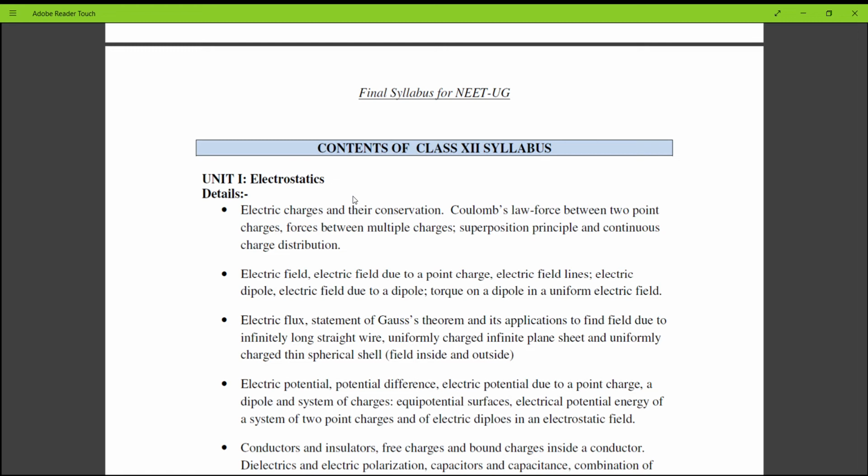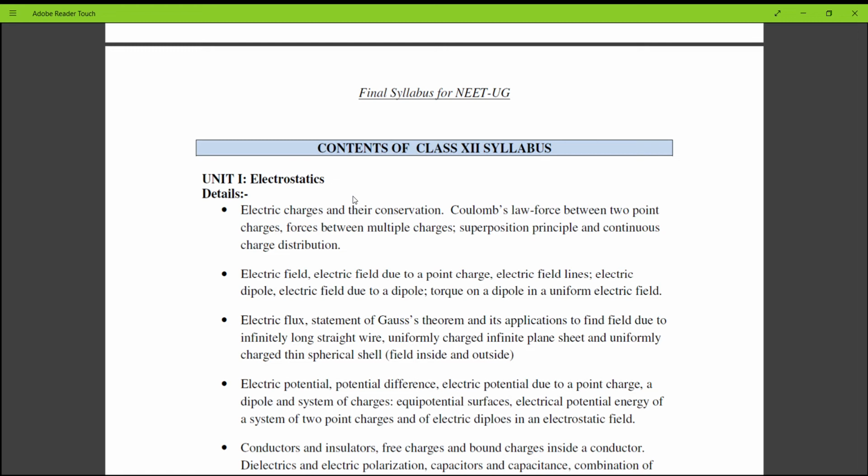Then electric flux, statement of Gauss theorem and its applications to find field due to infinitely long straight wire, uniformly charged infinite plane sheet and uniformly charged thin spherical shell. Field inside shell and outside. Next topic is electric potential. Potential difference. Electric potential due to a point charge, a dipole and a system of charges. Equipotential surfaces. Electrical potential energy of a system of two point charges and of electric dipoles in an electrostatic field.